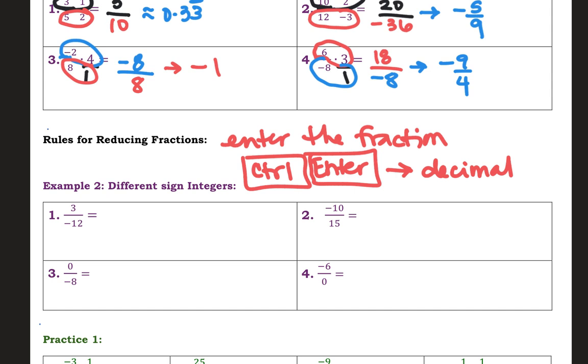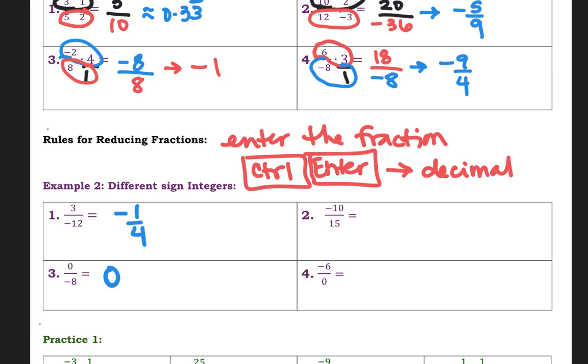So 3 over negative 12, what does that reduce to? Negative 1 over 4. Let's do the one underneath it. Does this one reduce? 0 over negative 8? What do we get? You just get 0, and it's okay if you just get a 0.